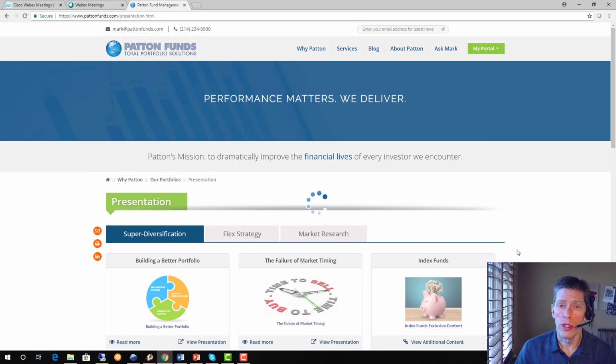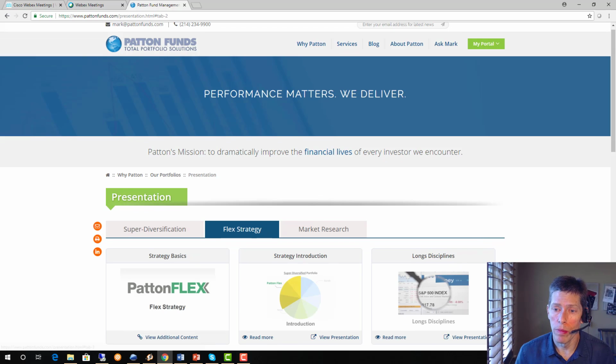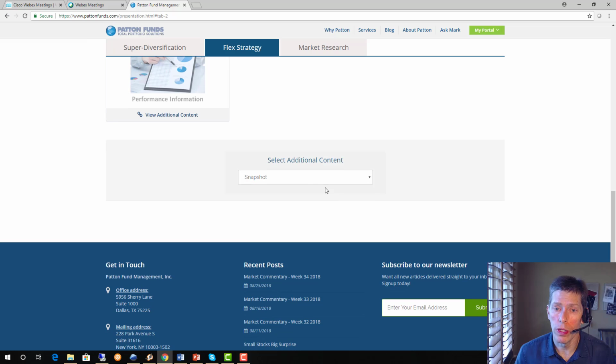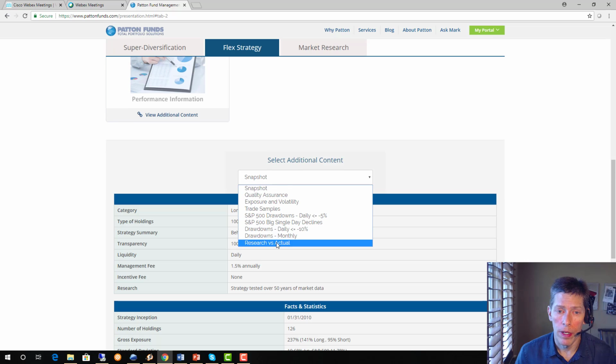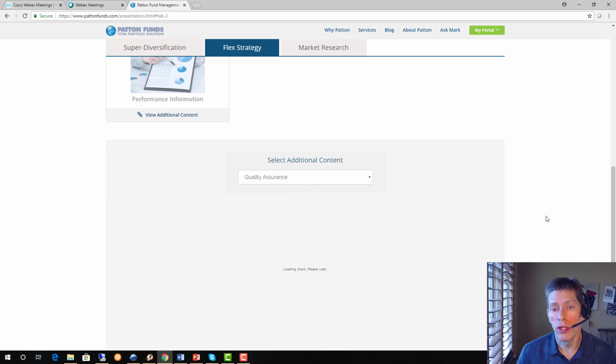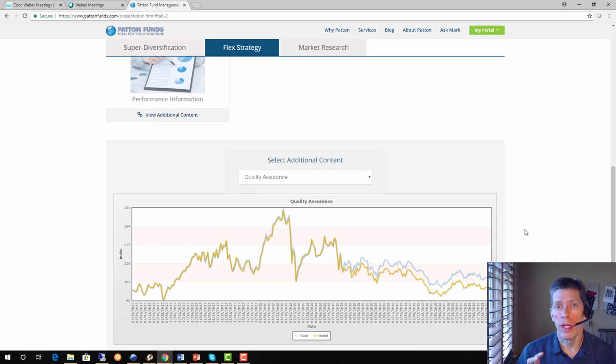And once it resets here again, I'll go back to the flex strategy. In quality assurance for us, it's a measurement of how closely... quality assurance right here. It measures how closely the actual strategy performance, clients' real money, is tracking the computer model that I created.